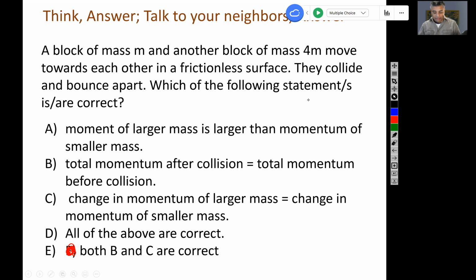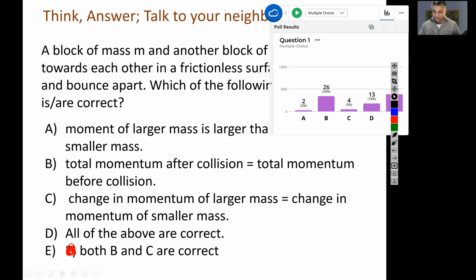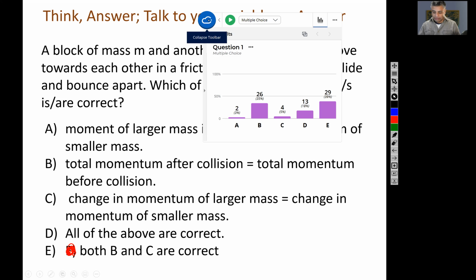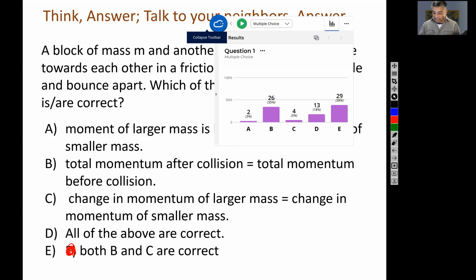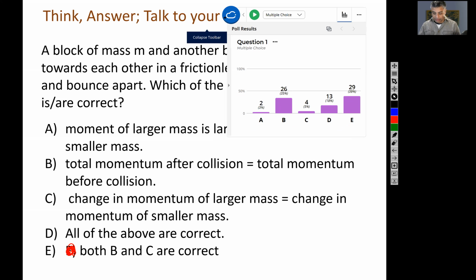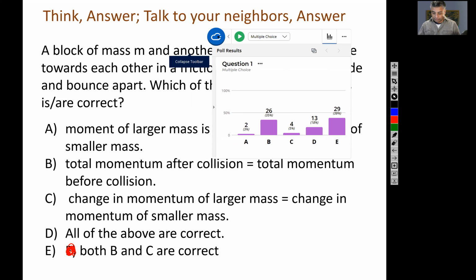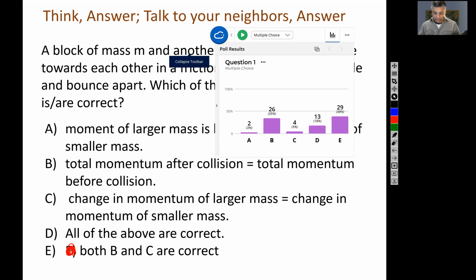Okay, so let's see what we got here. B and E mostly. If you are choosing E, that means you are choosing B as well. And if you are choosing D, you are choosing all of them as correct.